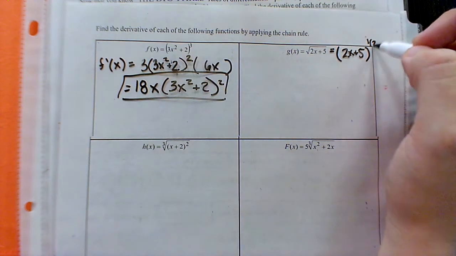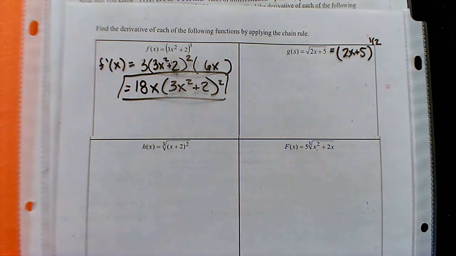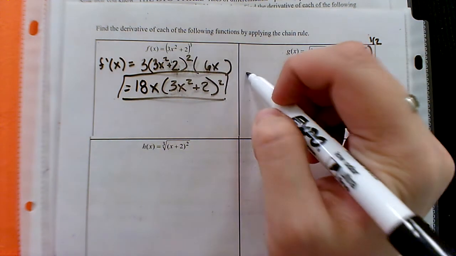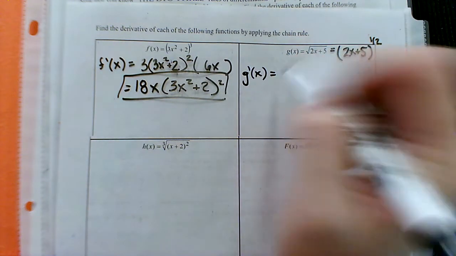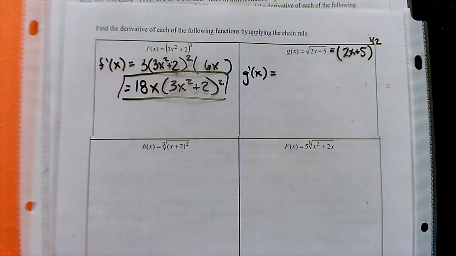A power of a half, okay? So this one is technically very similar to the one we just did, okay? Even though it started as a root, we can change it to a power. So let's tackle our chain rule, because we have inside and outside pieces.